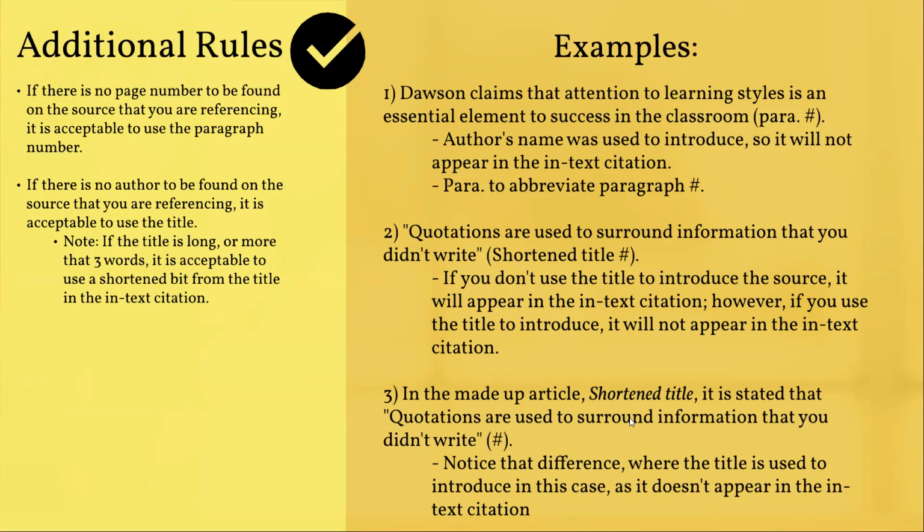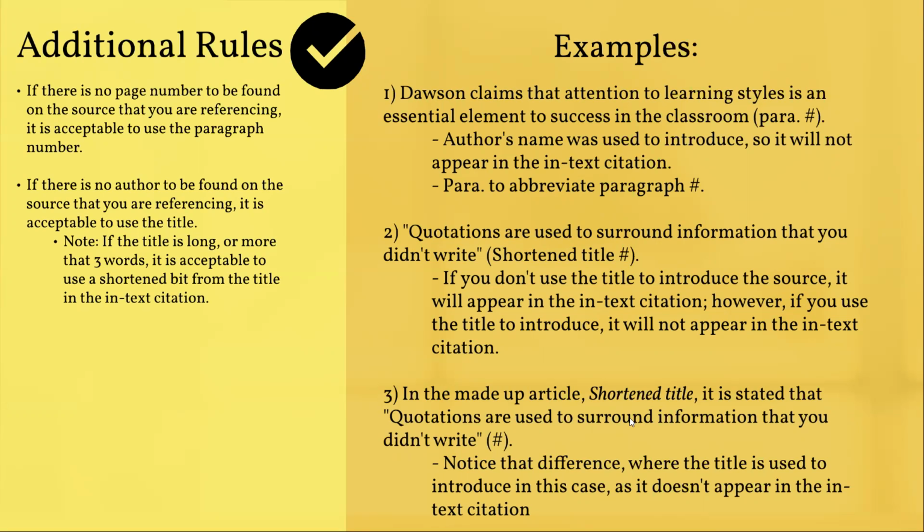Now, moving back to the additional rules, the second bullet there. If there is no author to be found on the source that you're referencing, it is acceptable to use the title. Now, if the title's long or more than 3 words, it is acceptable to use a shortened version of that title in your in-text citation. So we'll look at examples 2 and 3 next for a couple of different scenarios here.